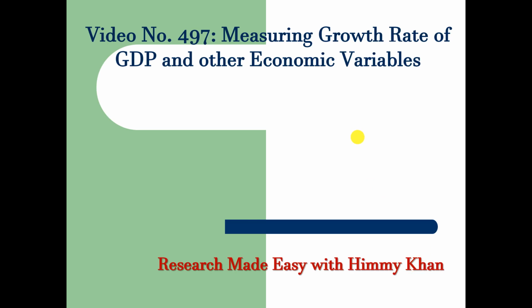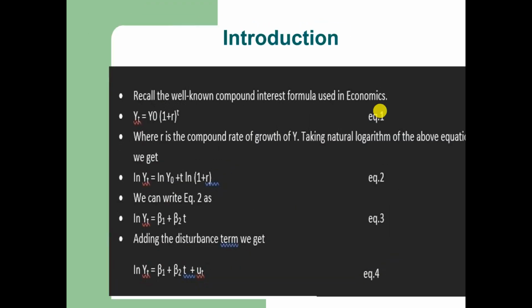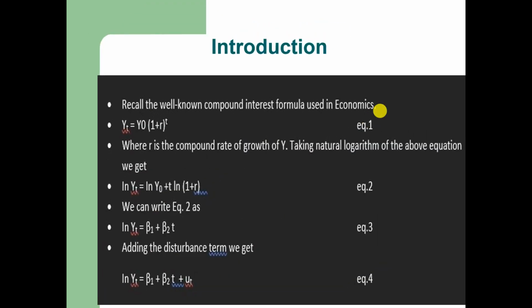But since I'm using three different methods to compute growth rate, let me explain and introduce you to this equation that is widely used in economics, and this is the formula for compound interest rate. This means that the value of variable y in time t is equal to the value of y in the base period times 1 plus r raised to the power t, where t is the number of years and r is the compound rate of growth of y.